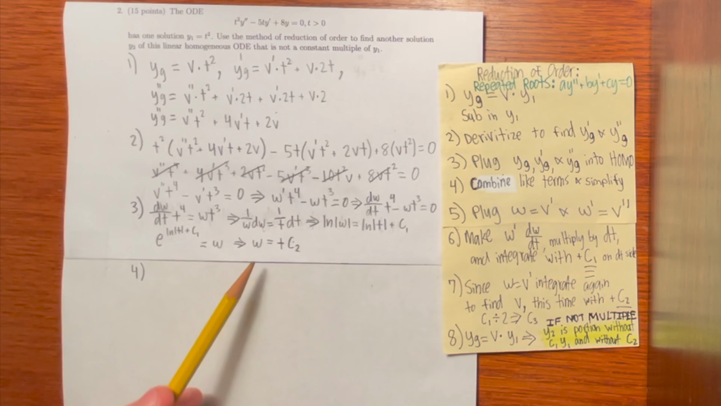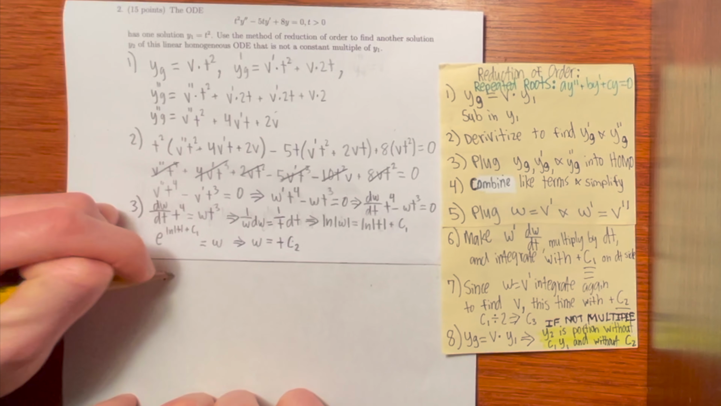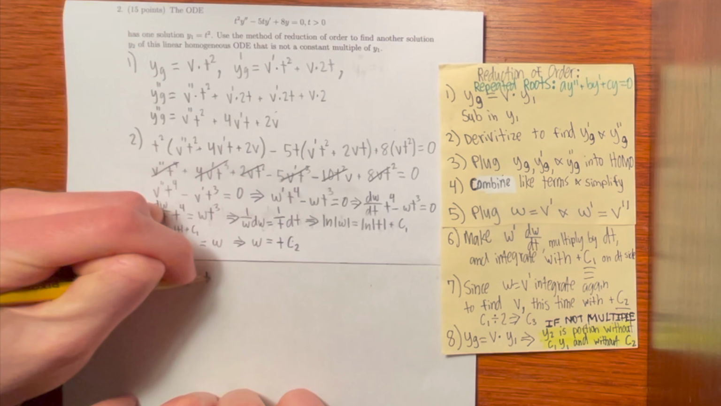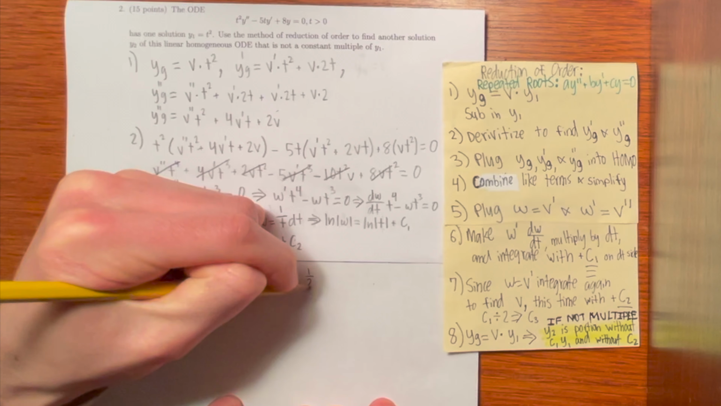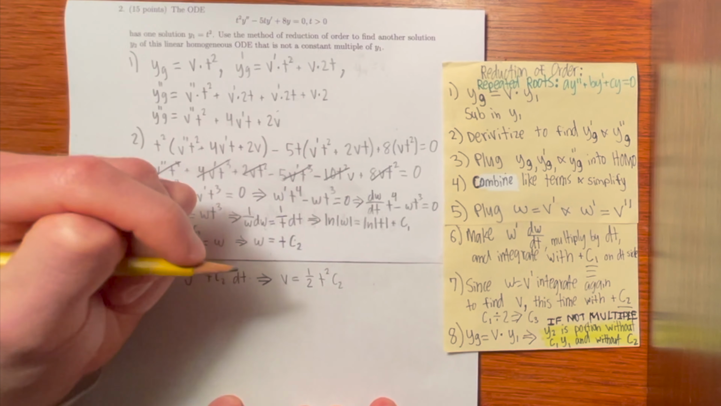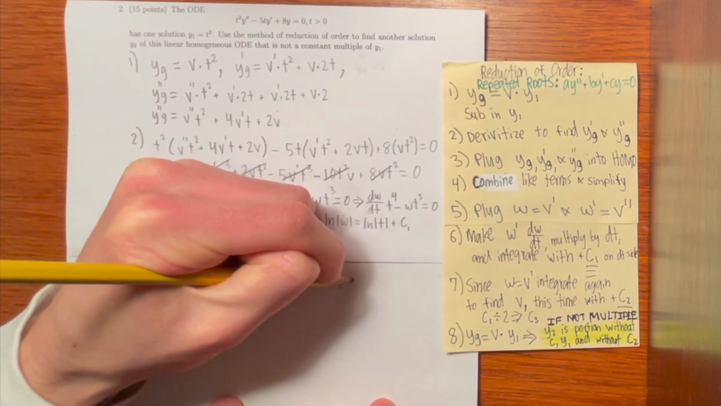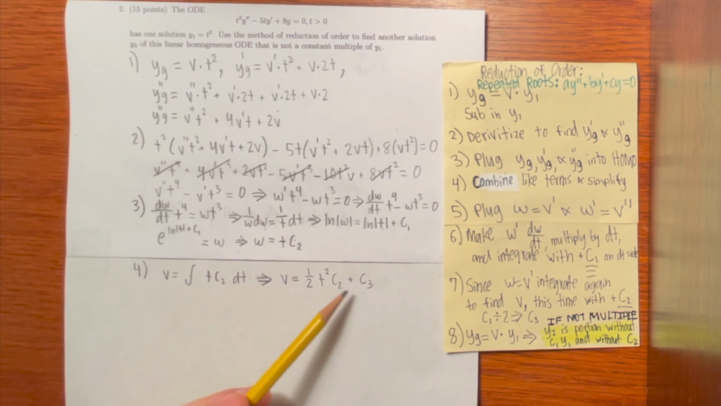Since w is equal to v prime, we have to integrate with respect to t once again to find what v is alone. So therefore, v is equal to the integral of t c2 with respect to t, which makes v equal to 1/2 t squared c2 plus another constant called c3, since that constant may be different from c2.